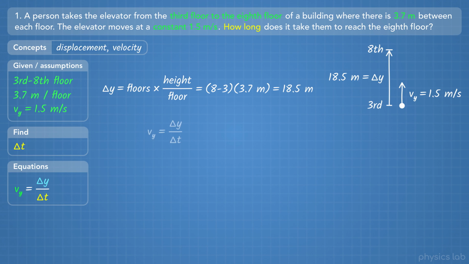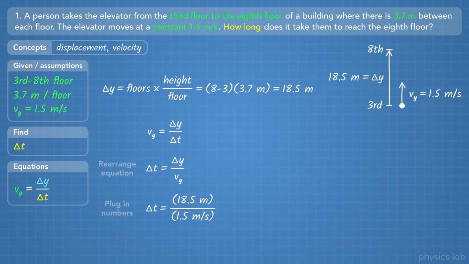Now let's use this velocity equation to solve for delta t. Another thing to mention here is that you can work through the math whichever way you prefer. One option is to rearrange the equation first to isolate the variable you're trying to find, and then plug in the numbers after. If we multiply both sides of the equation by delta t, and then divide both sides by vy, now we just have delta t on the left, which is what we're solving for.